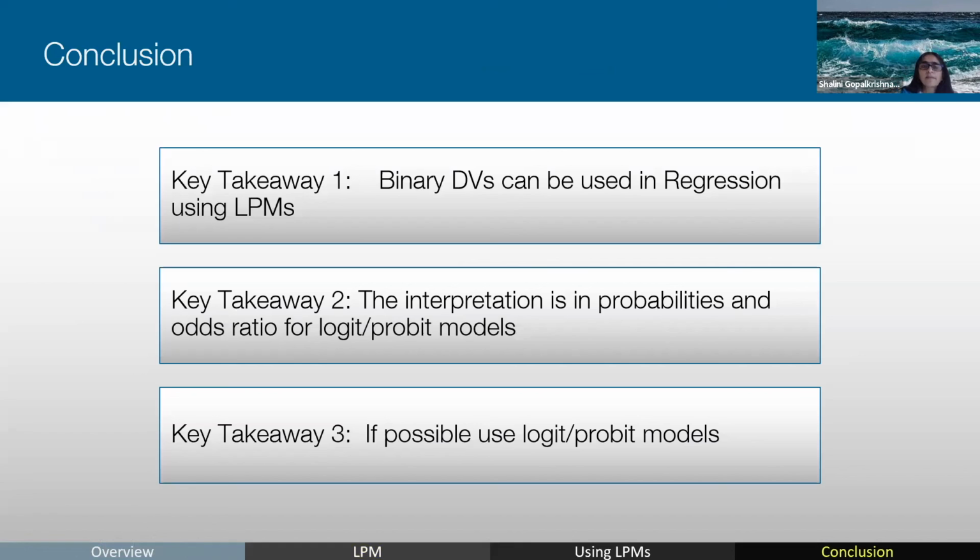So what did we learn today? We've learned that binary dependent variables can be used in regression using LPMs. Last time when we did dummy variables, we said, hey, we can use categorical independent variables as dummy variables. But this is what happens if it is in the outcome. The interpretation is in probabilities and odds ratio for logit and probit models. And please, please, please try and use logit and probit models. Even though LPMs are easier to interpret, this is a much, much better, powerful use.